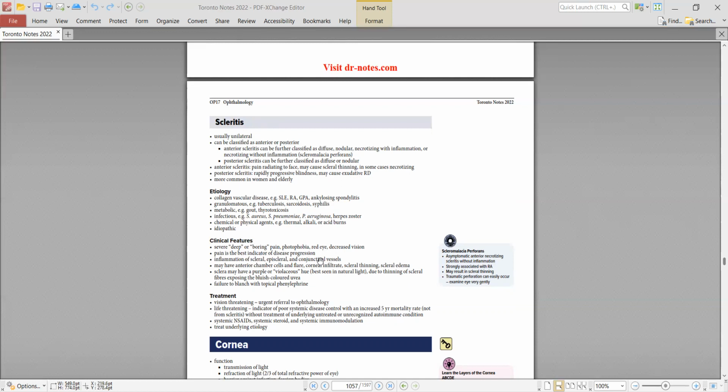Pain is the best indicator of disease progression. So the severity of the pain indicates how bad the disease is. There is inflammation of the sclera, episclera, and conjunctival vessels. It may have anterior chamber cells and flare, corneal infiltrates, scleral thinning, scleral edema. The sclera will have a purple violaceous hue, best seen in natural light, due to thinning of the scleral fibers. There is failure to blanch with topical phenylephrine. We saw that here: if you put topical phenylephrine, there's no blanching.